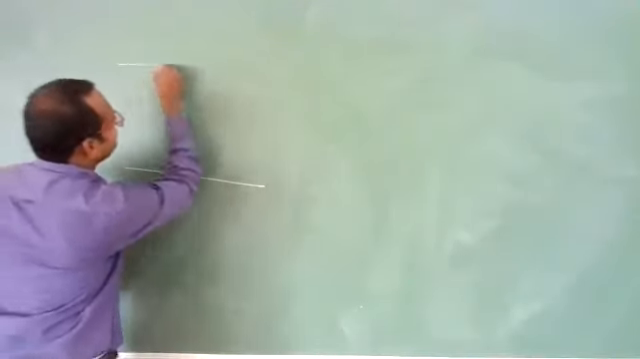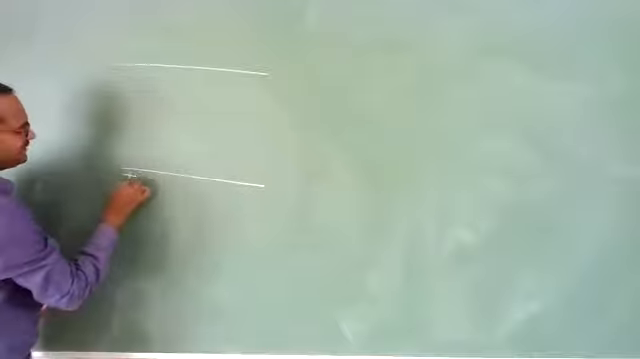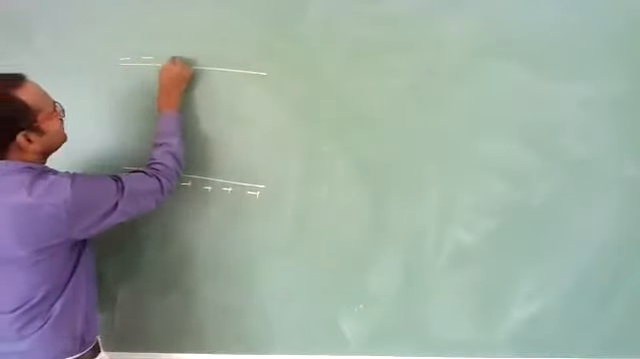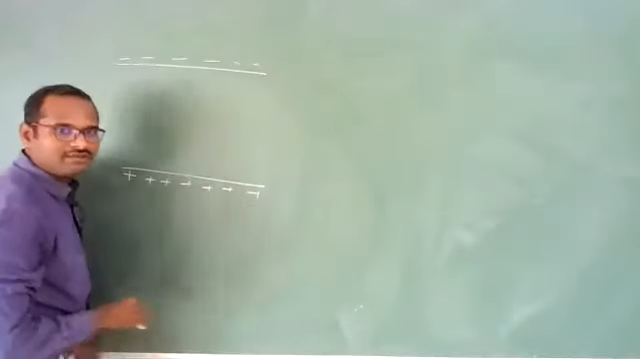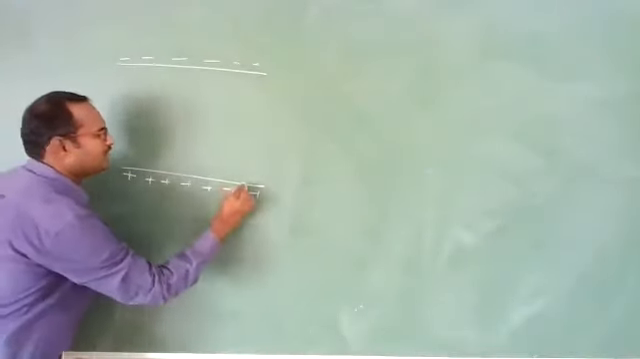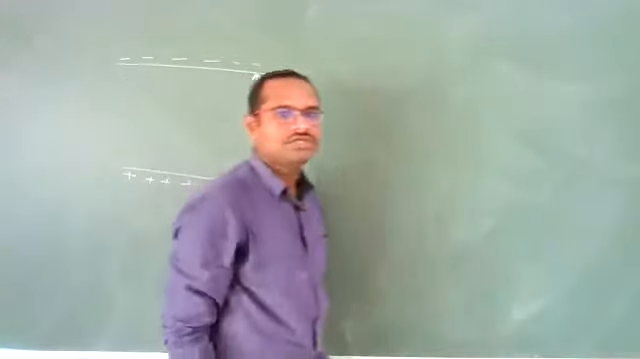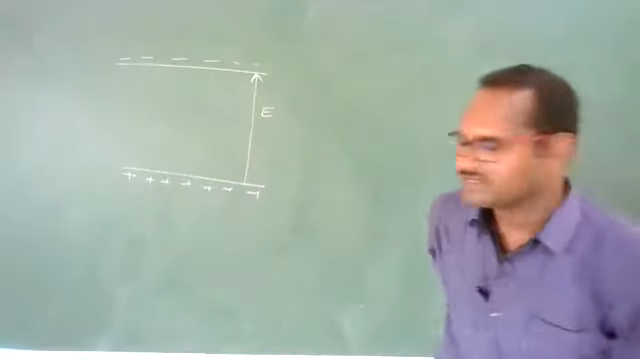See, let us suppose here one electric field is there, like this. Let us suppose the positive charges are there downside, and here negative charges are there. Then what happens? Electric field direction will be like this. Electric field direction is always from positive charge to negative charges. Clear?